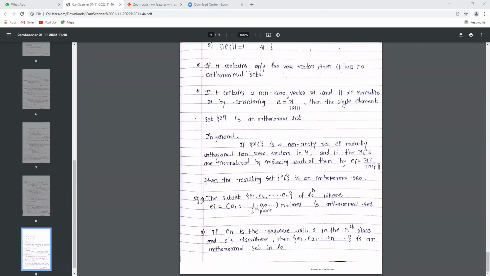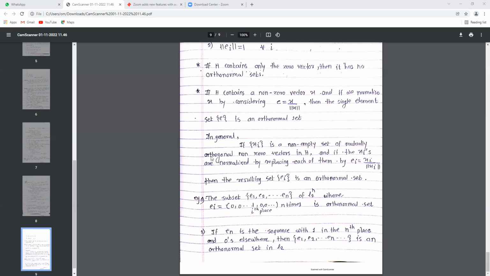If H contains a non-zero vector X, this is an important condition, then we normalize X, which means we have to make it a unit vector. We normalize X by considering e equal to X divided by the norm of X. This will give you a unit vector. Then the singleton set {e} is an orthonormal set.